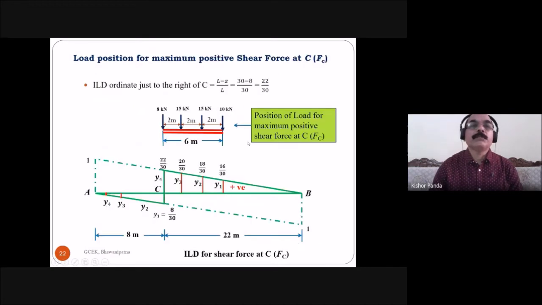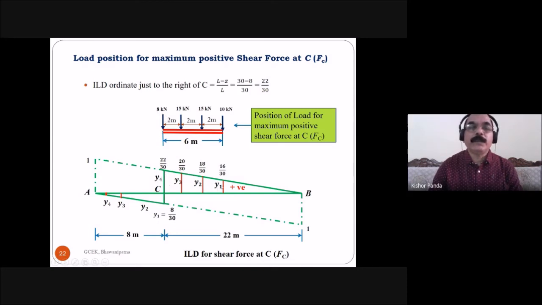Then coming to the maximum positive shear force at C, the positive ordinate of the ILD at C is 22 by 30. And this is the position of the load for maximum positive shear force at C. These are the loads 8, 15, 15, 10, and here the 8 kilonewton load is just at the section C. This is the leading load and this is the end load, and the end load is at the section C.